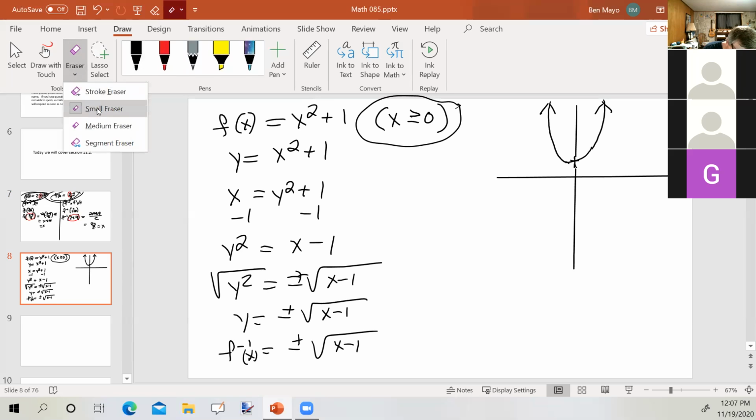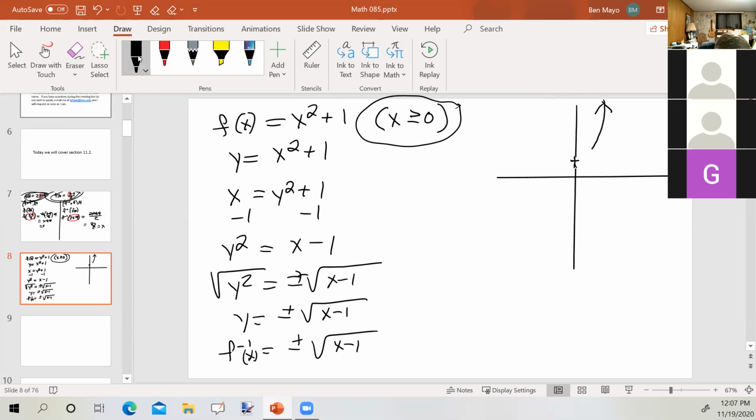Well, in that case, our graph would look like that, wouldn't it? If we restricted x to being just greater than or equal to 0. Is that one-to-one? Yes. Okay, we're back in business.